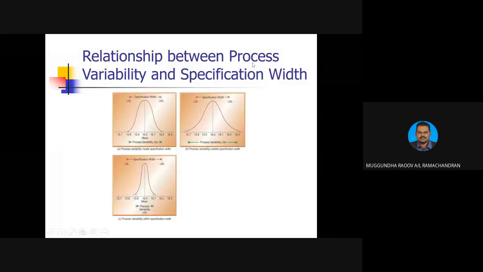Here is the relationship between process variability and specification width. Class, this is the lower limit, this is the upper limit. The process variability here is plus minus 3. It depends on the management. Some prefer plus minus 3, some go for plus minus 6, some might go for plus minus 1. It depends, but usually the standard one is plus minus 3.